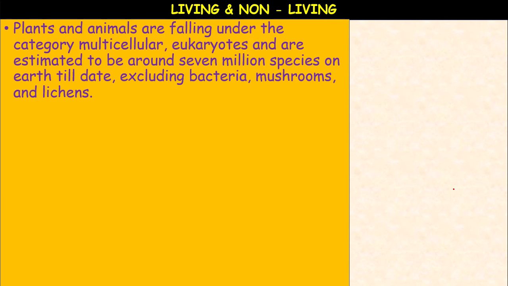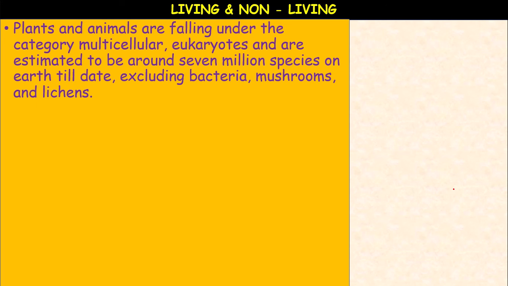Next, plants and animals fall under the category of multicellular eukaryotes and are estimated to be around 7 million species on earth to date, excluding bacteria, mushrooms and lichens. Multicellular, what is the meaning? They are made up of more than one cell. Eukaryotes: eu means true, karyon means nucleus. They possess a well developed nucleus in their cells, that is why they are called eukaryotes.